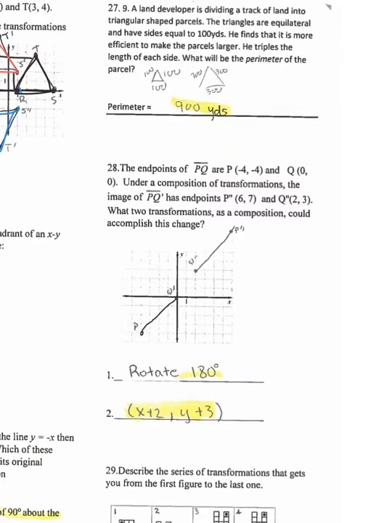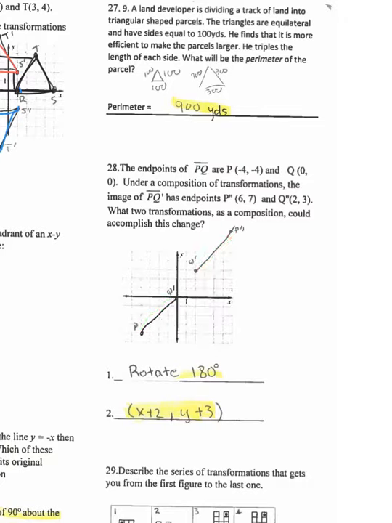Number 28. The endpoints of segment PQ are (-4, -4) and (0, 0). So that's plotted here. Under a composition of transformations, the image has endpoints at (6, 7) and (2, 3). So it winds up here. What two transformations could accomplish this change? There's a few of them. I put rotate 180, which flips over here. Q stays at the origin and goes out, and then you would have to move over 2, up 3 to get there.